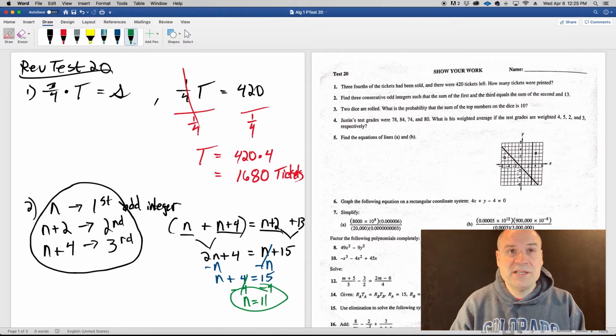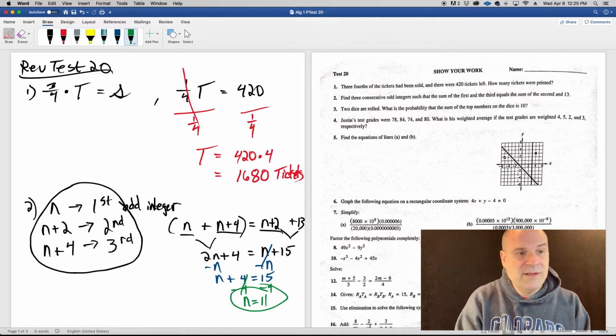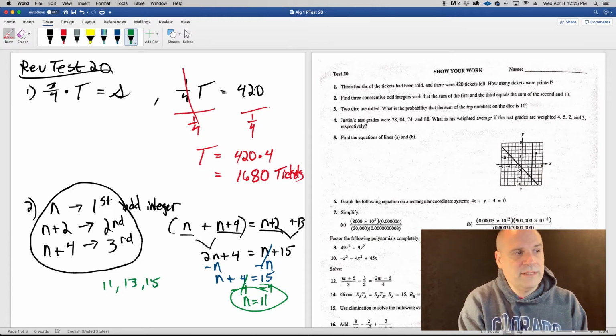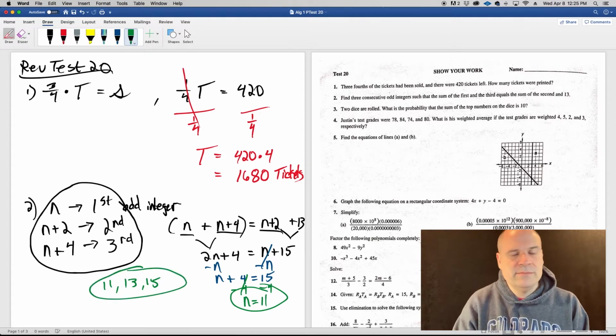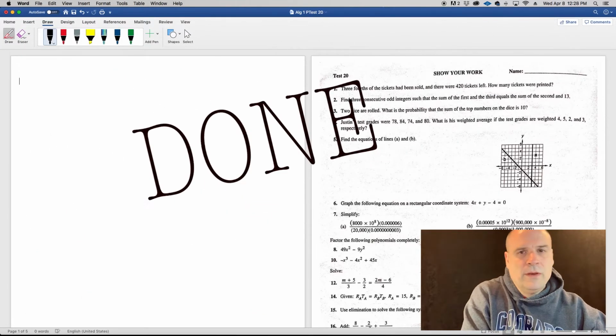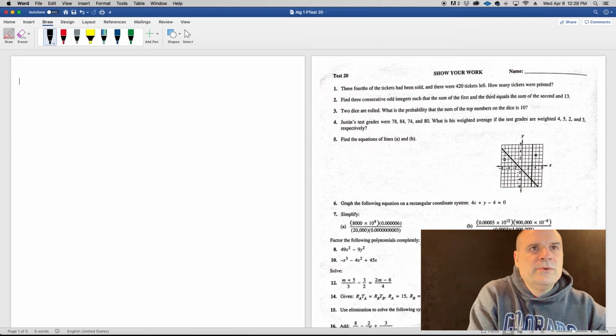All right, well, that tells you what n is, but now you have to answer the question. The question says, find 3 consecutive odd integers. Well, if the first one's 11, what are the next two? 13 and 15. Or you could just plug them into your little key here, and there's your answer. Boom, done, good.